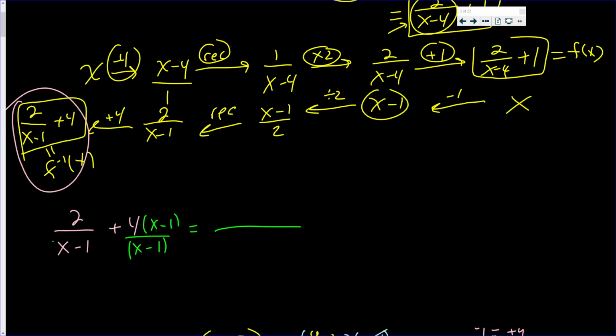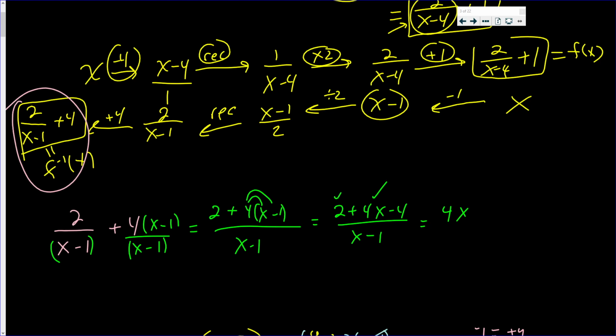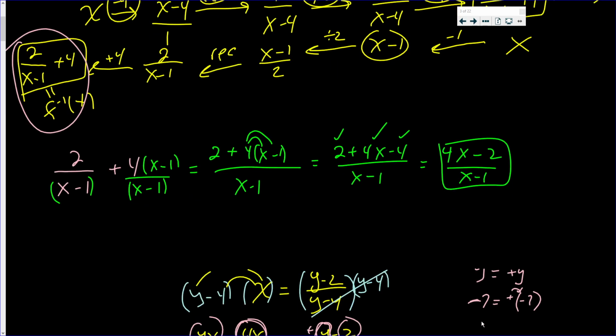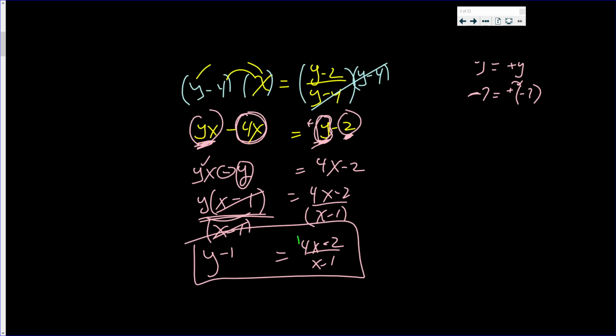Why did I do that? Because now both fractions have the same denominators. So I add the numerators. 2 plus 4 times x minus 1. So you get 2 plus 4x minus 4, over x minus 1. I'll write the positive 4x first. 2 minus 4 is minus 2 over x minus 1. And I bet you that's what I have in the bottom here. Yep, there it is.